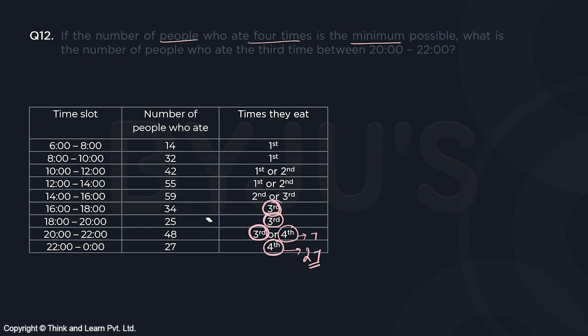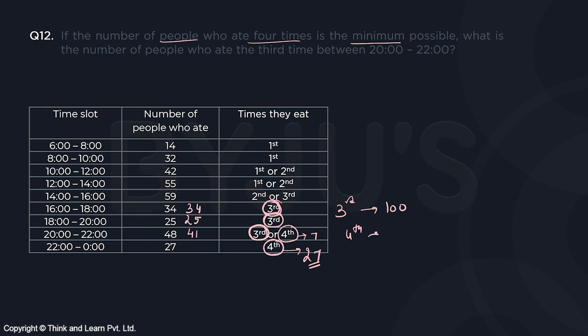In that case, what happens? Let's talk about that. 41 people would be eating third time over here, 25 would be eating third time over here, 34 would be here. That makes the total as 100. So by this logic, till now I'm saying people who ate for the third time are 100.